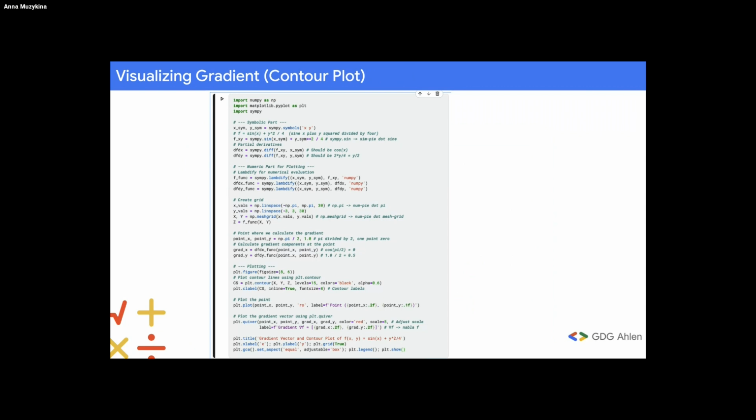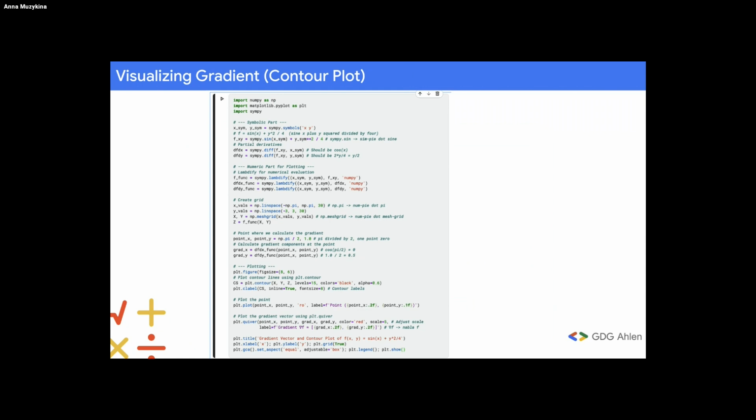As you can see from the example, the code first uses sim_pi to define the function using sim_pi.sine and find the partial derivative symbolically. Partial f, partial x, or del f, del x, which is cosinus x, and partial f, partial y, which is y divided by 2. It then uses sim_pi dot lambda to create numerical versions for plotting.